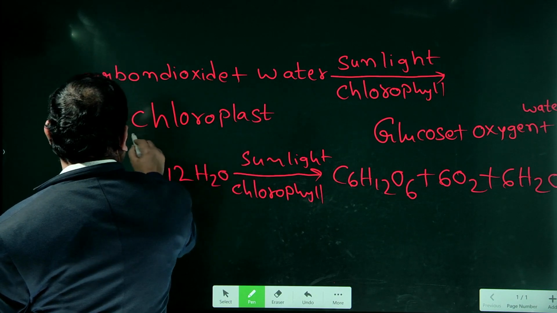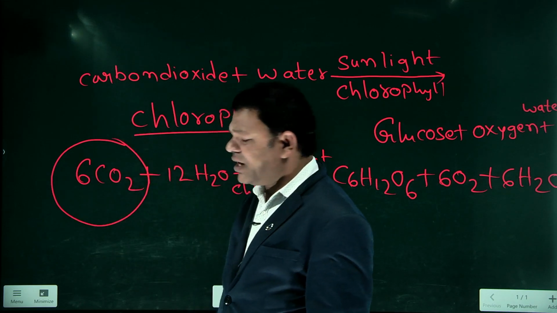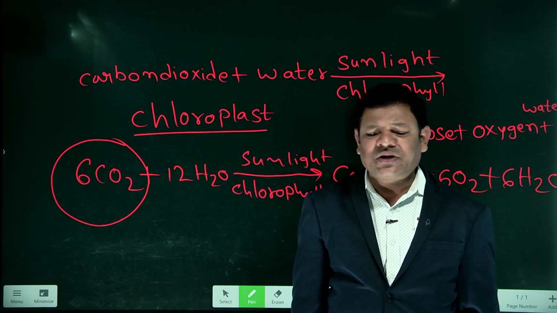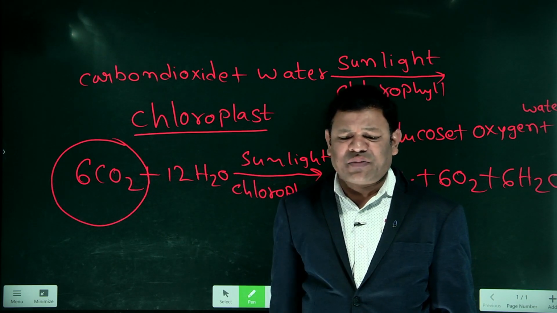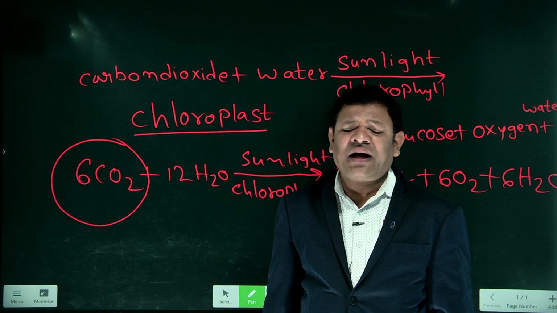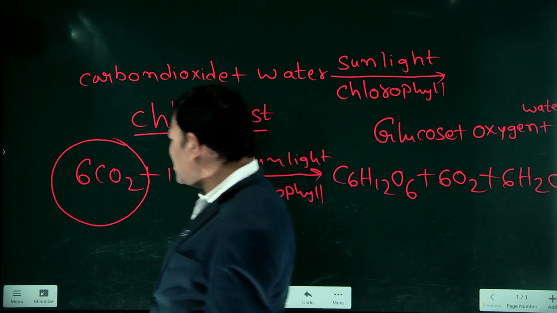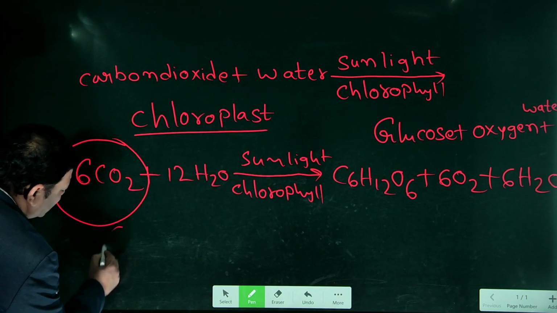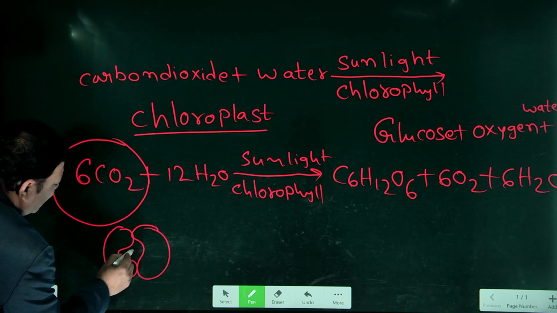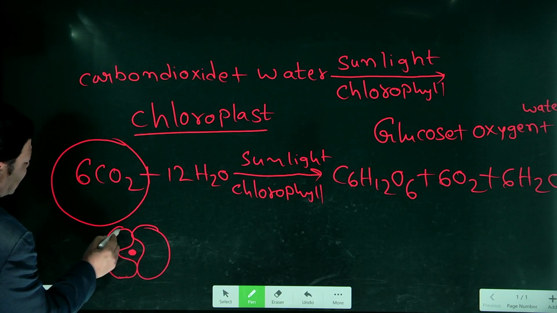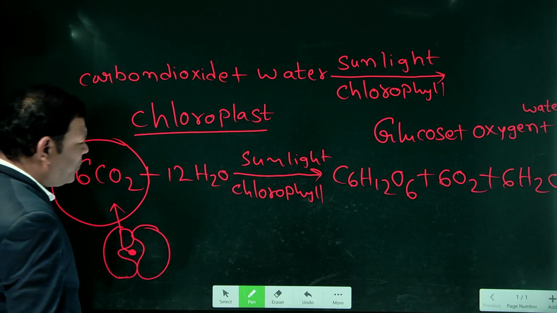What are the requirements of photosynthesis? Carbon dioxide is required. Where is the carbon dioxide absorbed from? Carbon dioxide is absorbed from the atmosphere. Which part of the plant absorbs it? Leaves absorb it. In the leaves, you know very well, stomata are present. With the help of the stomata, carbon dioxide is absorbed.